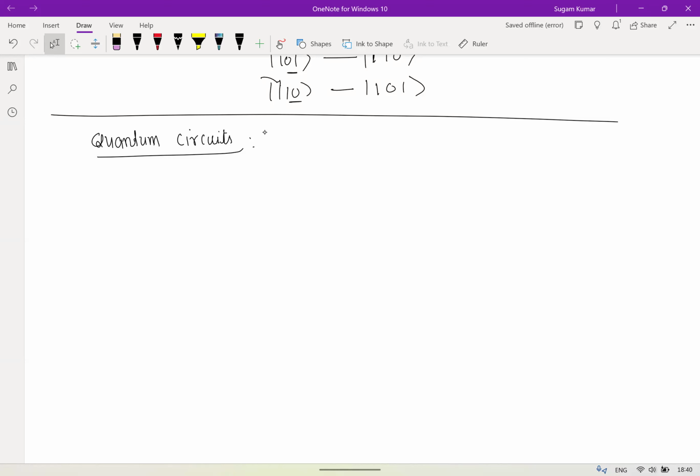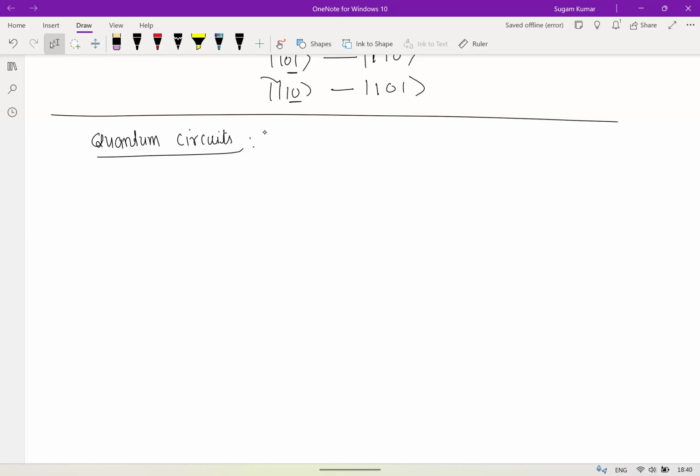It's like a NAND gate. Once you have a NAND gate, there's no need to construct other gates. You can construct every algorithm using a NAND gate. The same holds true here as well.